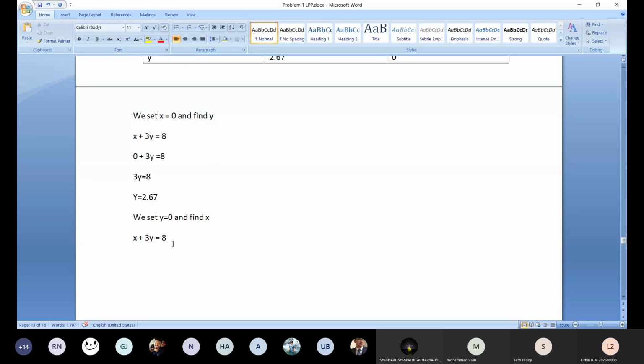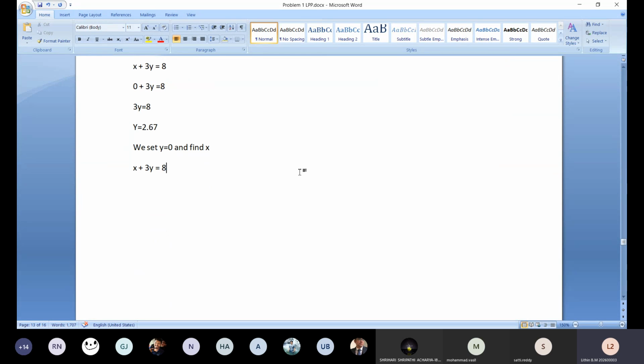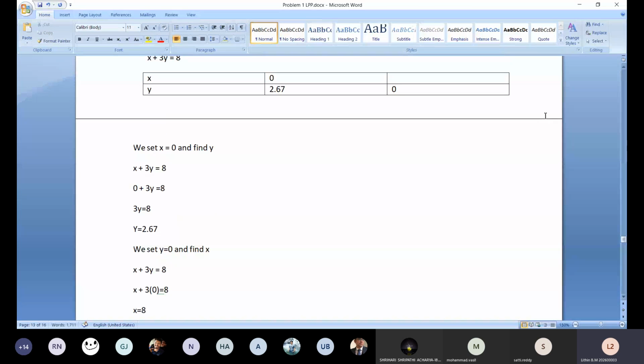We have set x as 0 here, so we are finding out y. Now x will remain in place, and we are setting y as 0. 3 into y, 0, equals 8. So x equals 8. It is very easy. Please run through it again. x equals 8. So we're done getting the corner points. Now we have to plot these values.